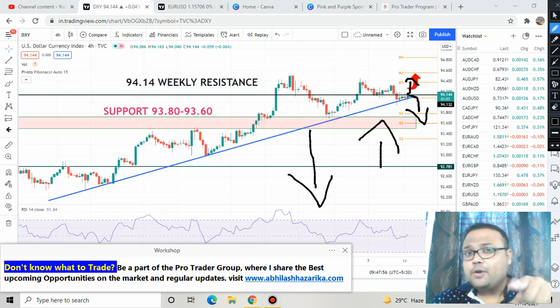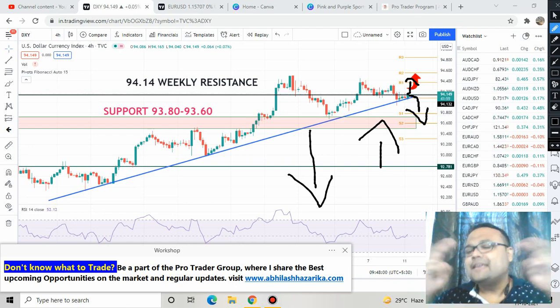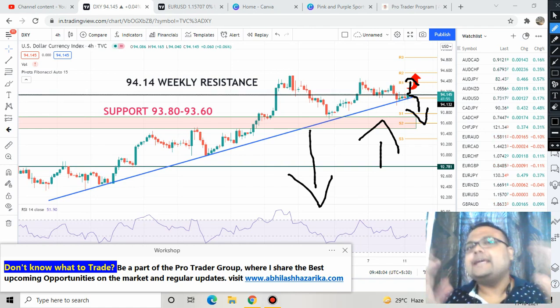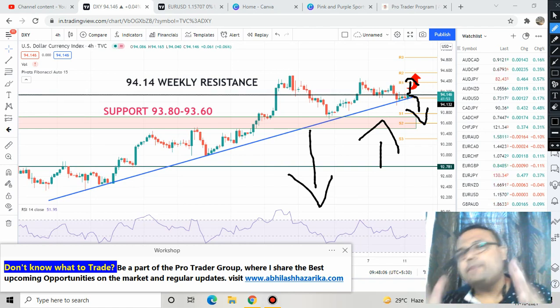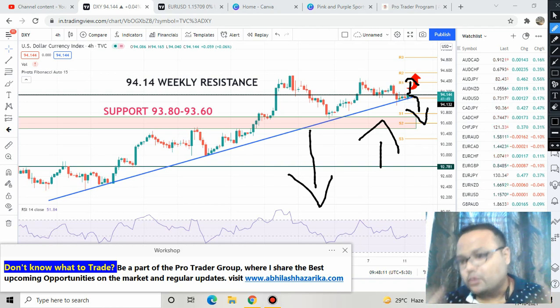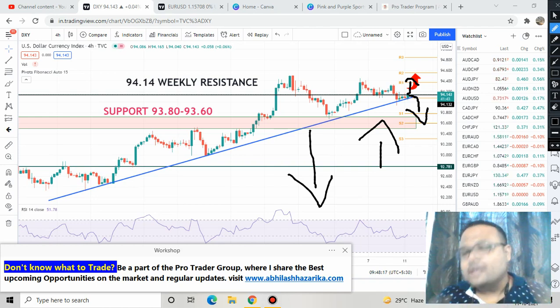So keep your eyes on US dollar, because just by keeping your eyes on US dollar, you can get the idea whether Euro USD, GBP USD, Gold USD will be moving in an upward or downward direction. That's a nice trick. Instead of looking at all the charts, you can just keep your eyes on US dollar.